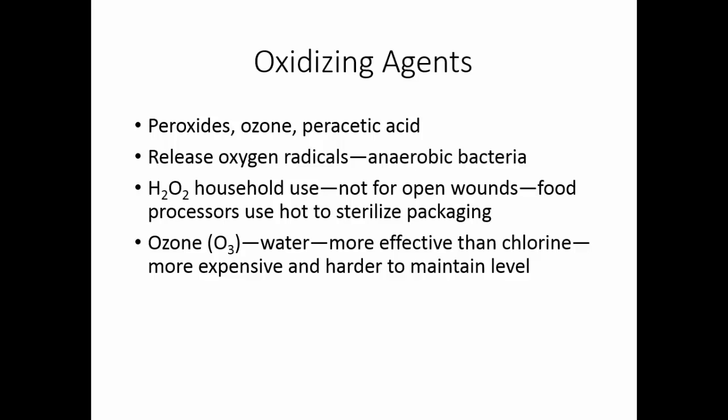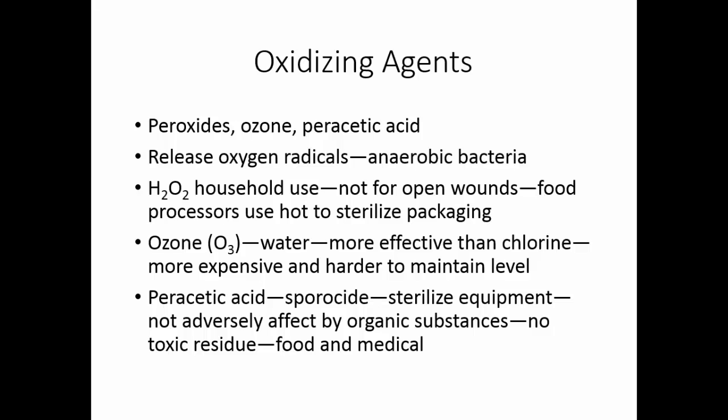It's actually more effective than chlorine, but it's more expensive and it's harder to maintain an appropriate level of ozone in the water. Peracetic acid is actually a sporicide. This can be used to sterilize equipment. It's not adversely affected if there are large amounts of organic material present, and it doesn't leave a toxic residue. Peracetic acid is used to clean equipment in both the food and medical industries.